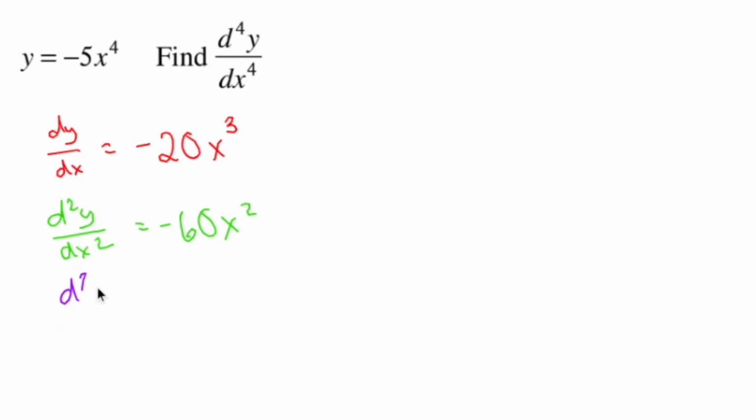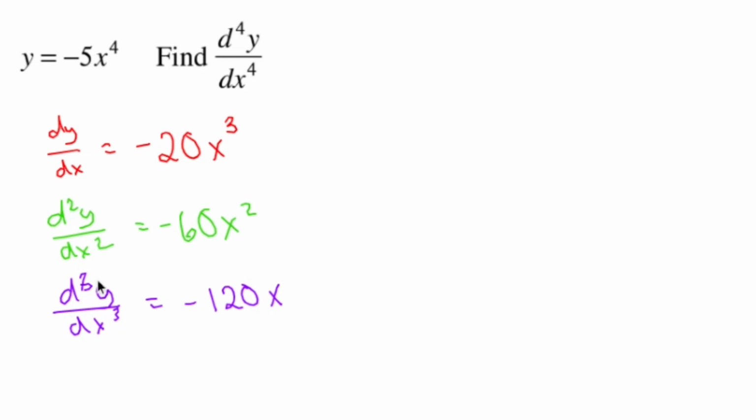D cubed y, that's supposed to be a 3. It looks awful. Dx cubed is the third derivative. Take 2, multiply it to negative 60, so that's negative 120. X to the second minus 1 is going to be x to the invisible first. I'll leave it like that. That's called the jerk. You're a jerk. It's a dance. Look it up. It's great.